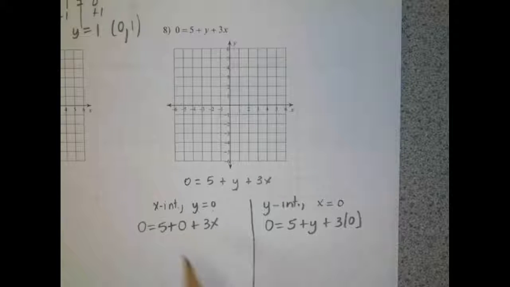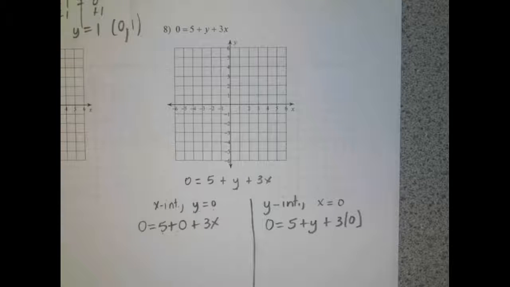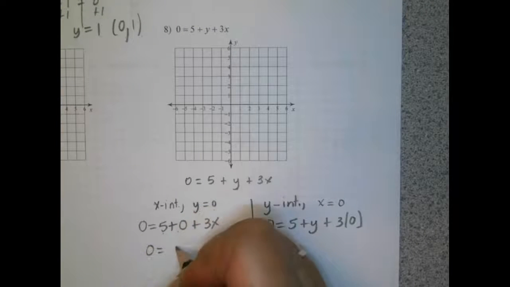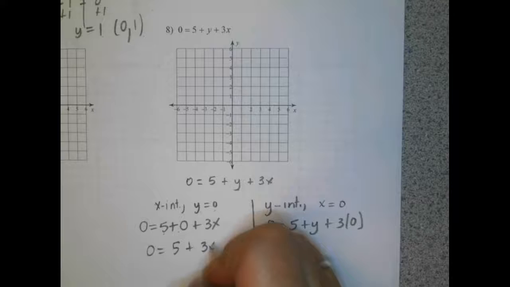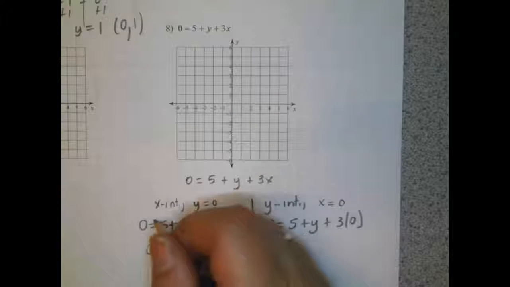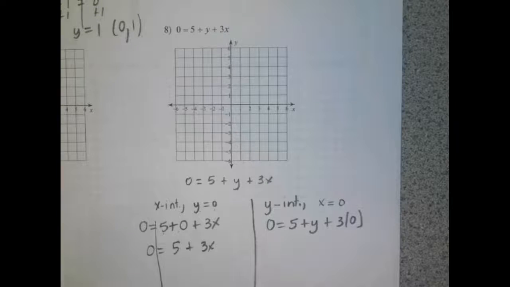Okay? So what is 5 plus 0? 5. So I can just simplify this, right? 0 is equal to 5 plus 3x, correct? Yes? Here's my line for my balance, right?